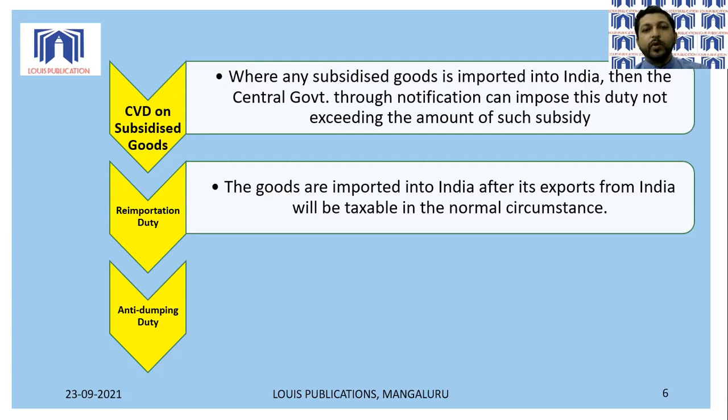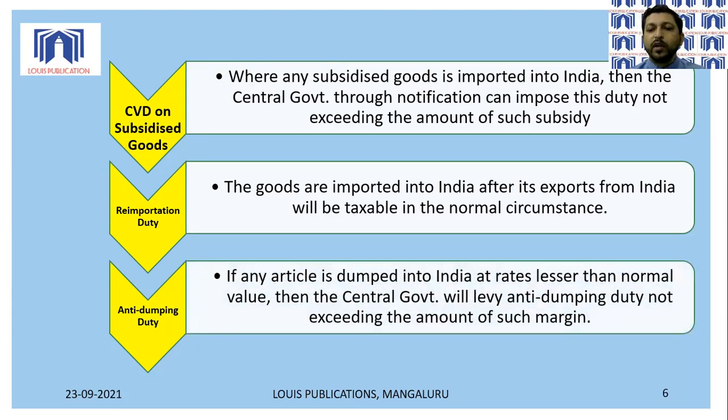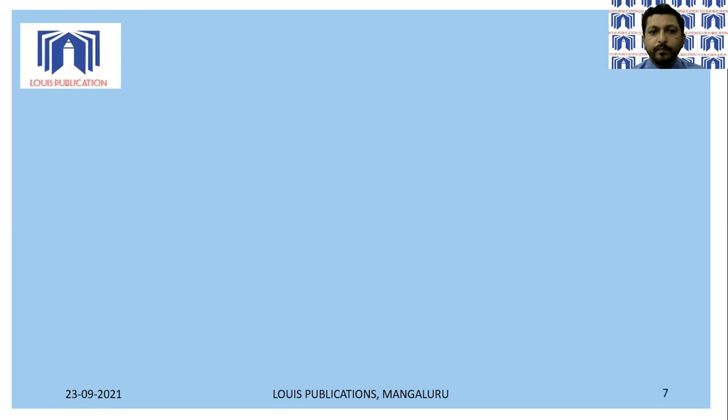So if it is dumped into India, once again the government, through notification, will levy anti-dumping duty not exceeding the amount of such margin. So if any article is dumped into India, once again to protect the domestic industry, the government will take action and levy anti-dumping duty so that the prices are equalized. So prices come to an equilibrium and the domestic industry does not suffer due to the action of another country.